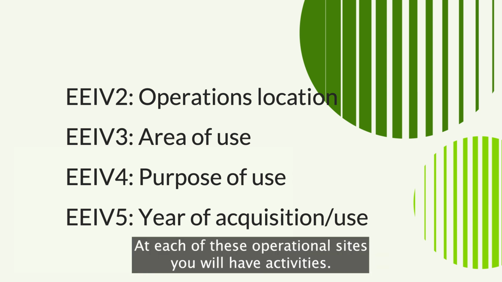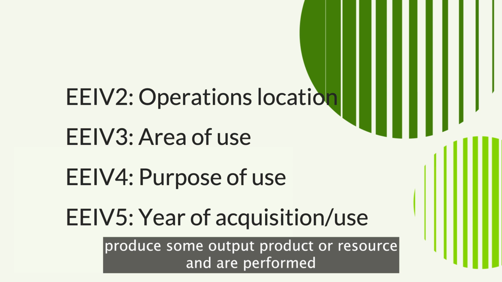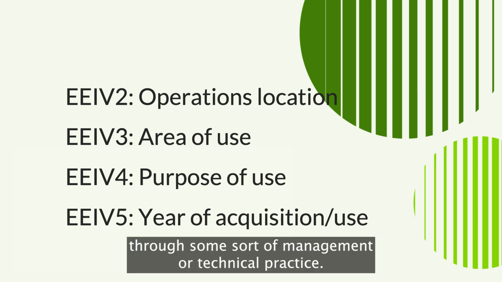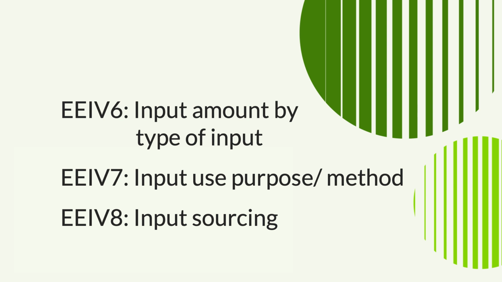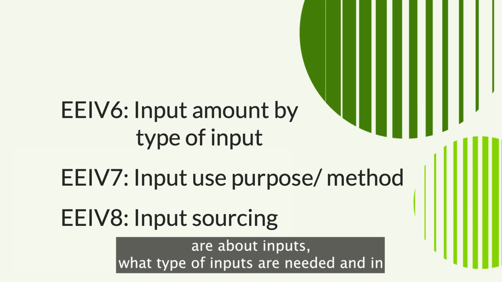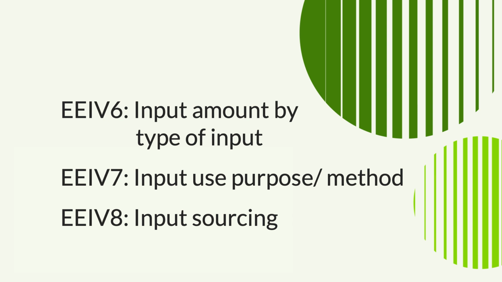At each of these operational sites, you will have activities. And these activities usually require some inputs, produce some output product or resource, and are performed through some sort of management or technical practice. These are the different categories of the next EEIVs. EEIVs 6 to 8 are about inputs. What type of inputs are needed and in what amounts? What are they used for? And where are they sourced from?